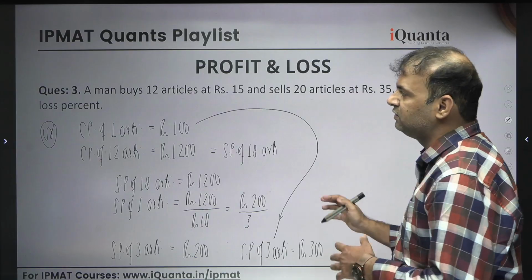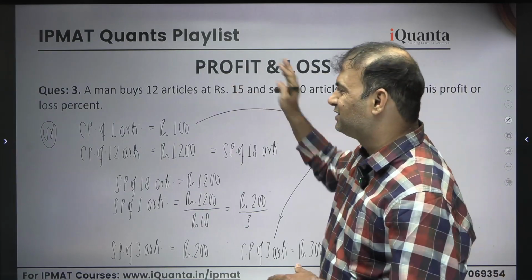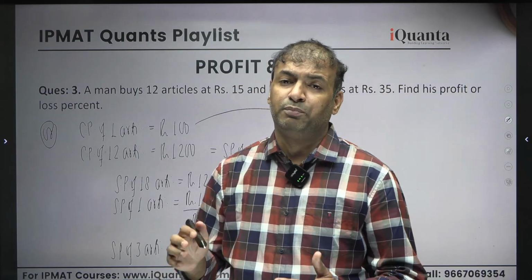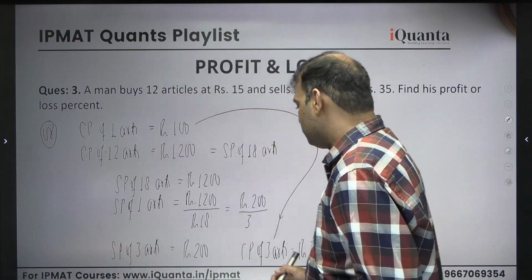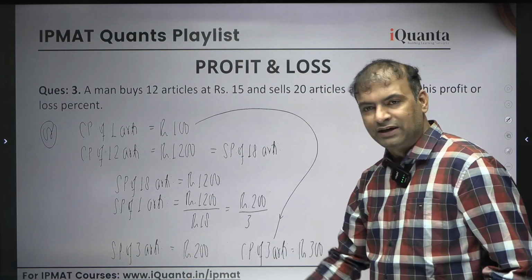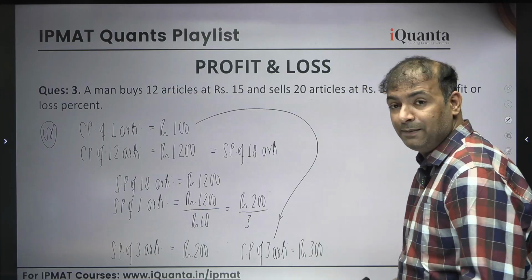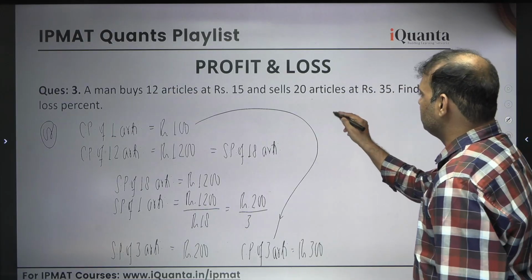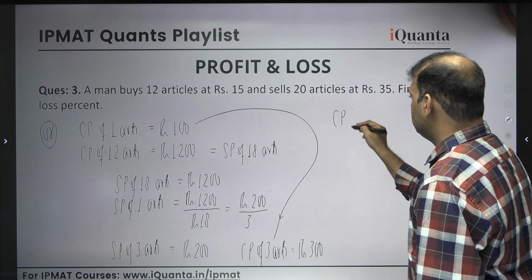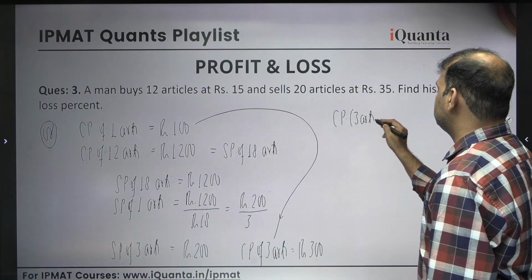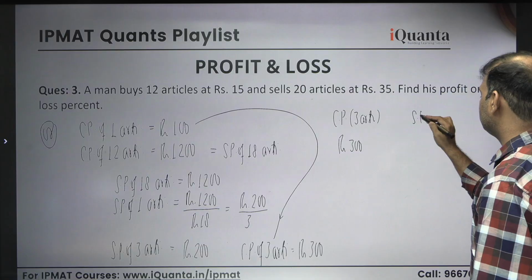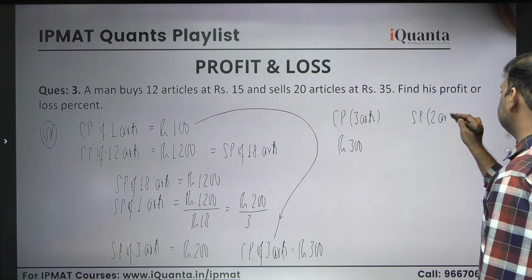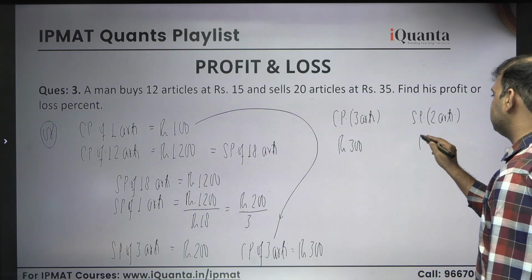And we just learned in this question, in fact in question number 3, that the number of bought articles should be equal to the number of sold articles. So the bought articles we have taken 3, the sold articles are also 3, and now we can actually compare them. Let me write this here. The cost price of 3 articles is rupees 300, and the selling price of 3 articles is 200. That's it. Now we can easily find out the profit or loss percentage.